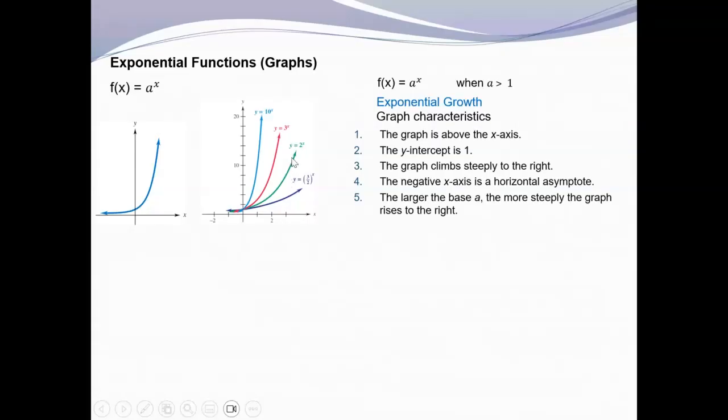See, there it is. This is y equals 2 to the x power in green. If you notice, as the base gets bigger, the graph begins to get closer and closer to the y-axis. That's what number 5 means: the larger the base a, the more steeply the graph rises to the right.